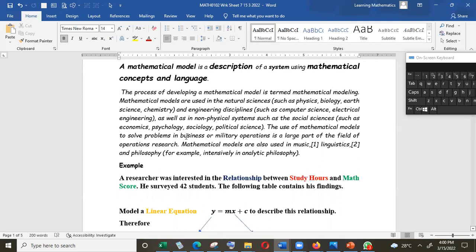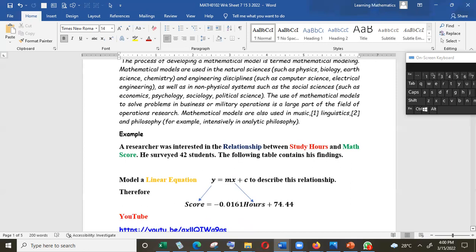The use of mathematical models to solve problems in business or military operations is a large part of the field of operations research. Mathematical models are also used in music, linguistics, philosophy, for example, intensively in analytic philosophy. So, for example, a researcher was interested in the relationship between study hours and math score. Study hours affecting your math score. Okay, that can be happening.